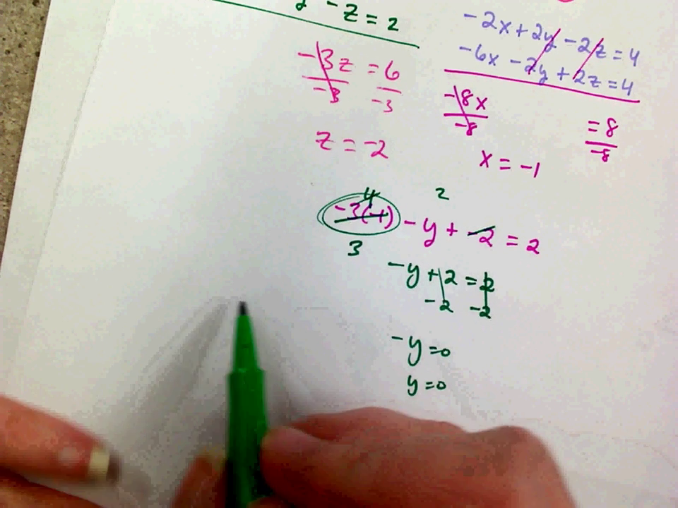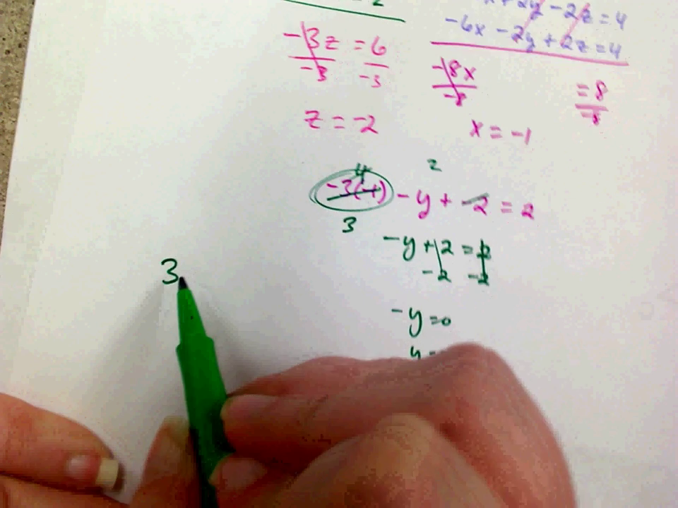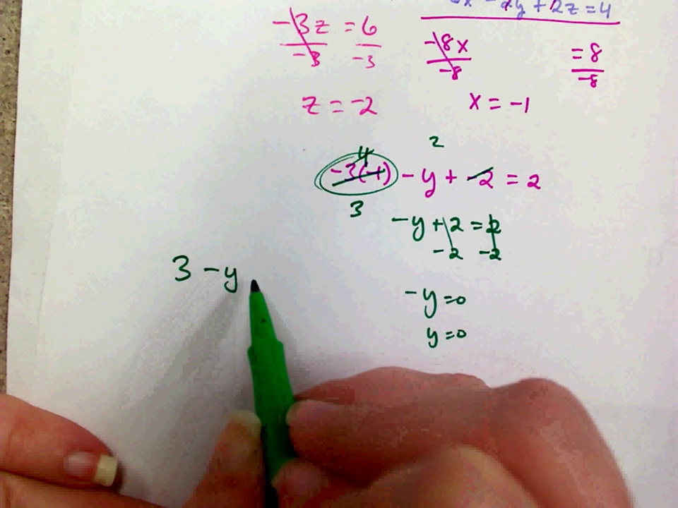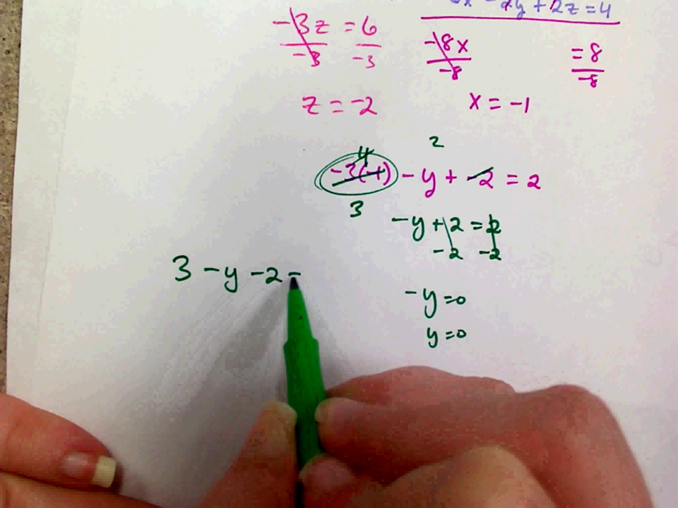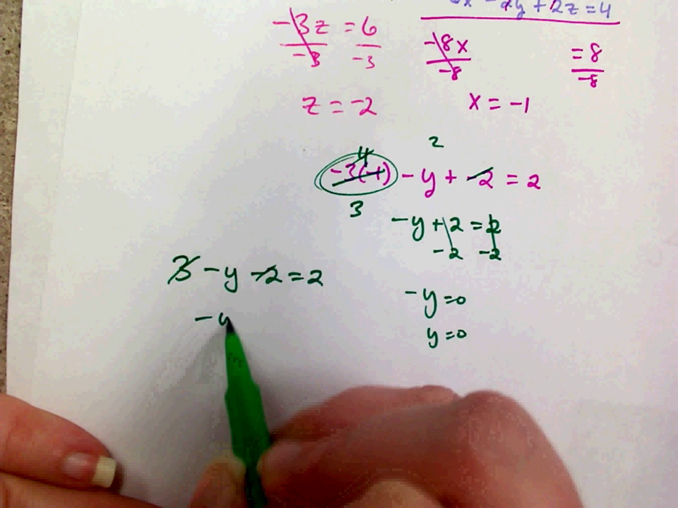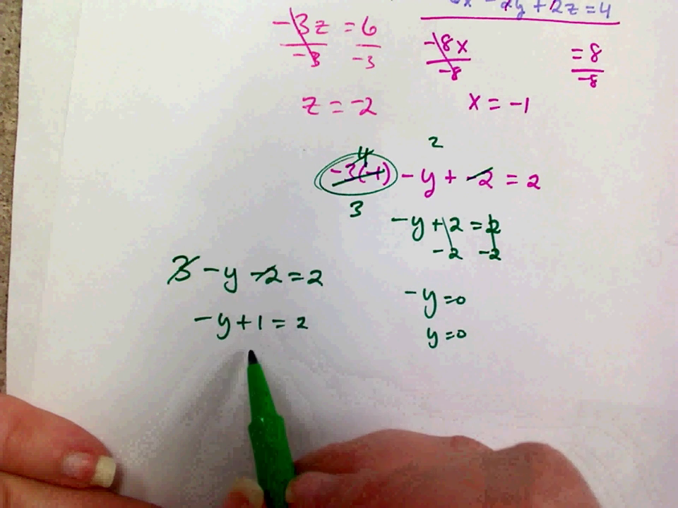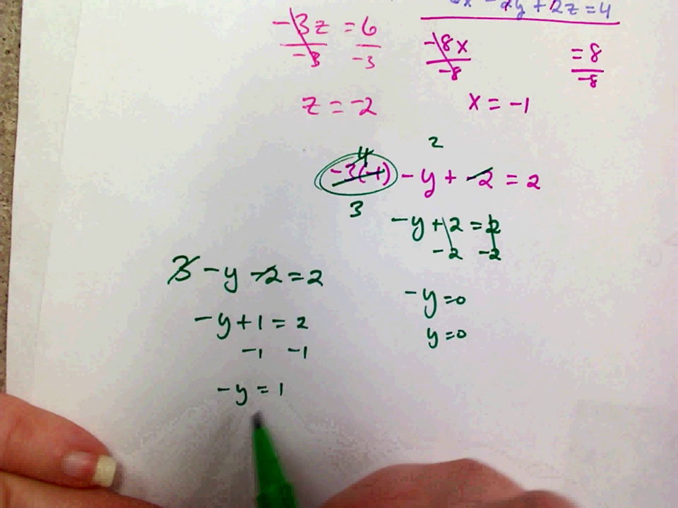3 minus y minus 2 equals 2. That is a 1. Negative y plus 1 equals 2. Minus the 1, negative y equals 1. Y equals a negative 1. Oh, well, there you go.